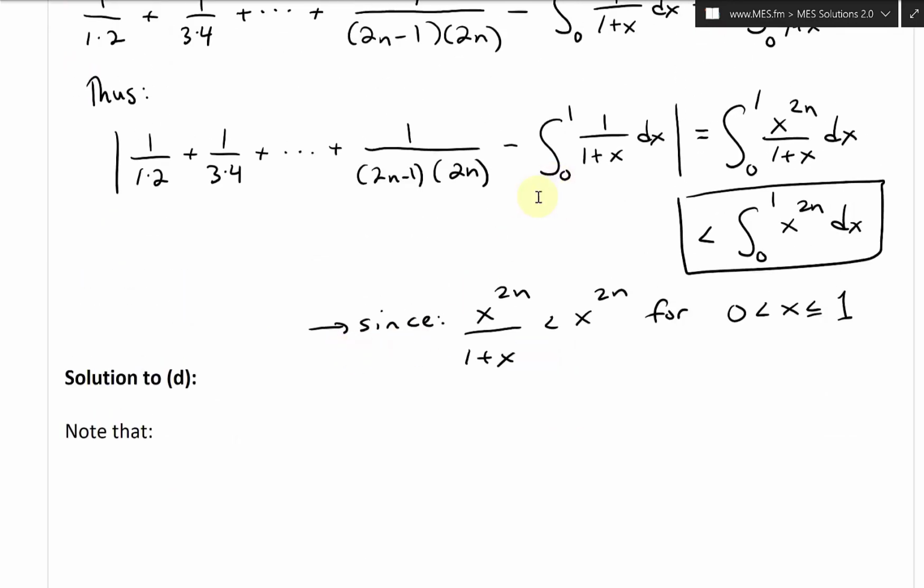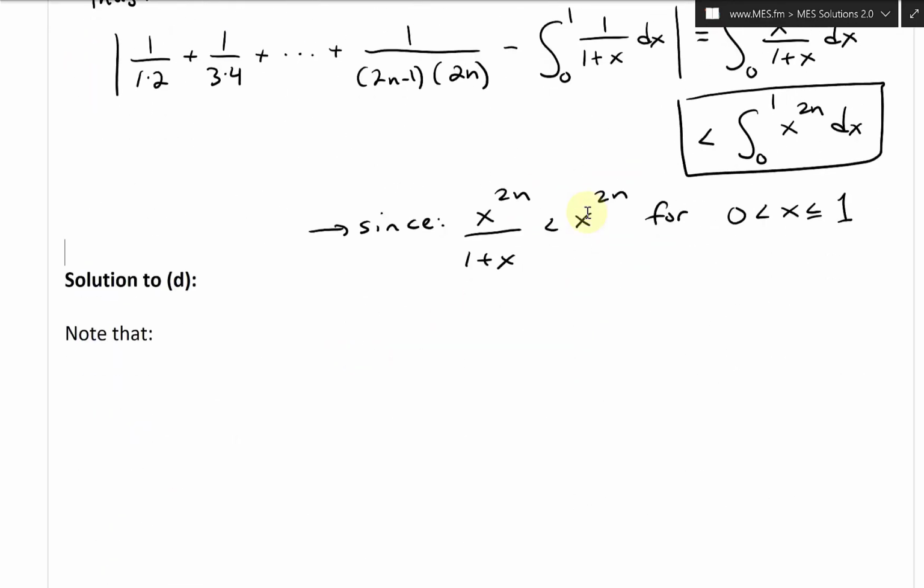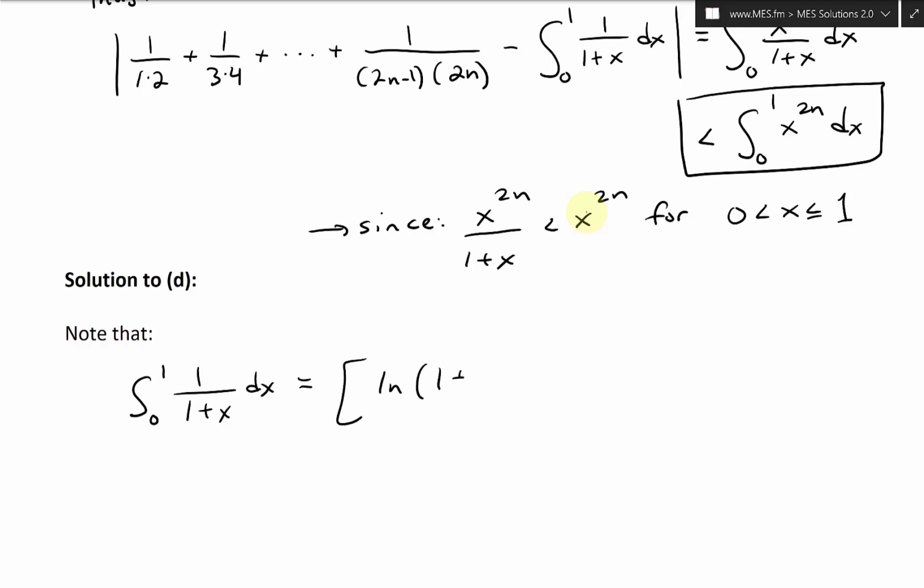So note that we know these integrals, we can solve these. The integral from 0 to 1 of 1 over 1 plus x dx. We know the integral of 1 over x is just ln x, and this is the same thing, we're dealing with 1 plus x. You could use substitution, but this is going to be ln of 1 plus x, because the derivative of ln of 1 plus x is just 1 over 1 plus x. And this is from 0 to 1.